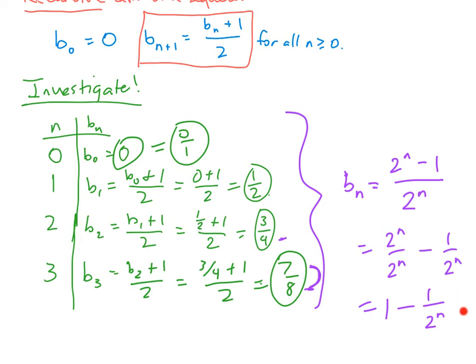If n is 0, then this is 1 minus 1 over 1, that is 0. If n is 1, then I get b sub 1 equals 1 minus 1 over 2, that's 1/2. That agrees with what I have here. And in fact, this formula will agree with each of these terms. Now, that does not prove that this is a formula for b sub n. To do that, I would need to do a little bit more work.